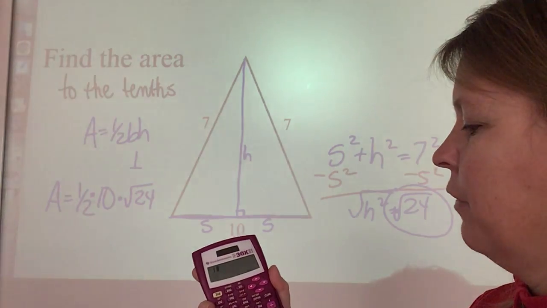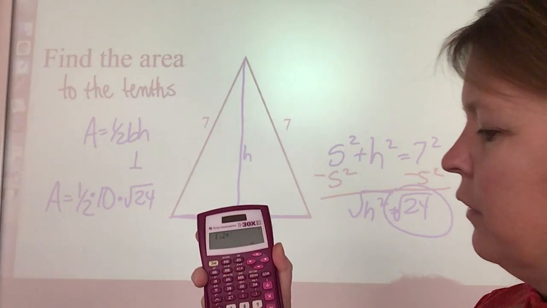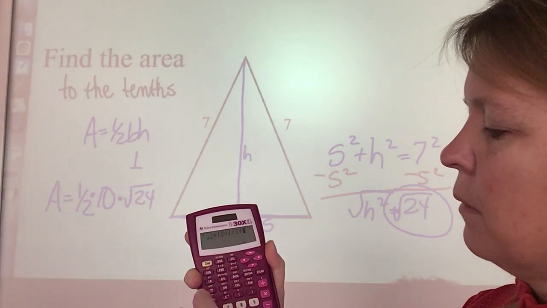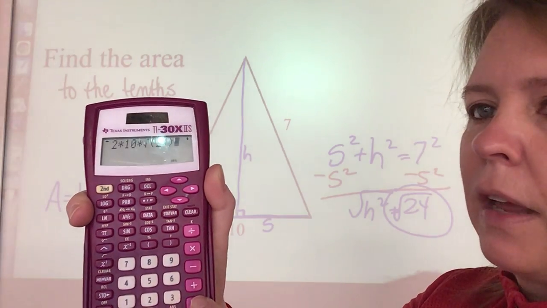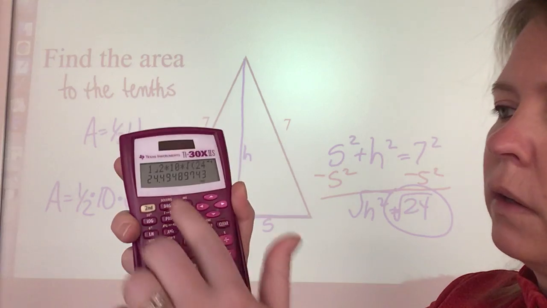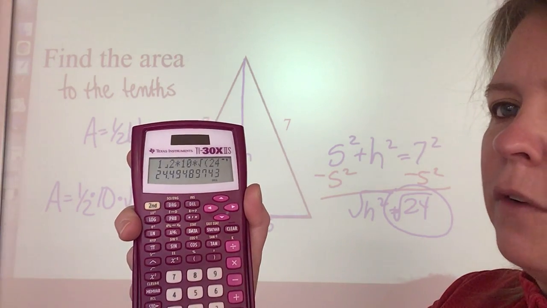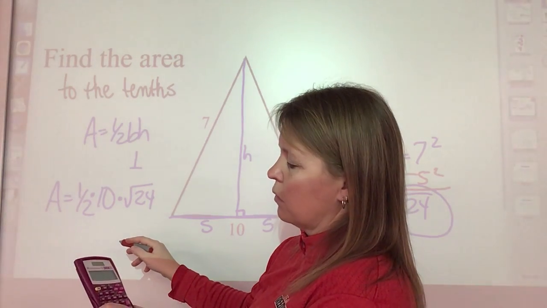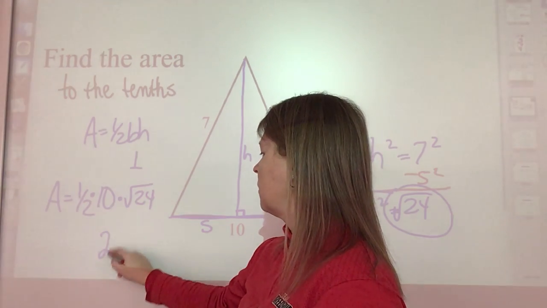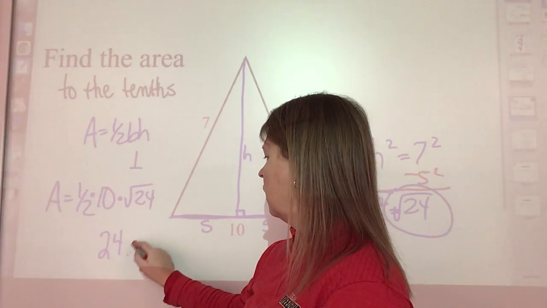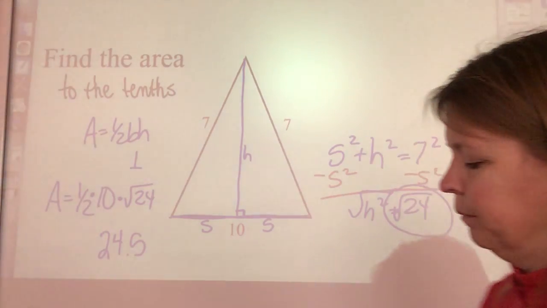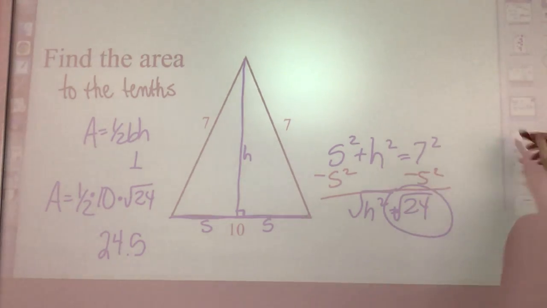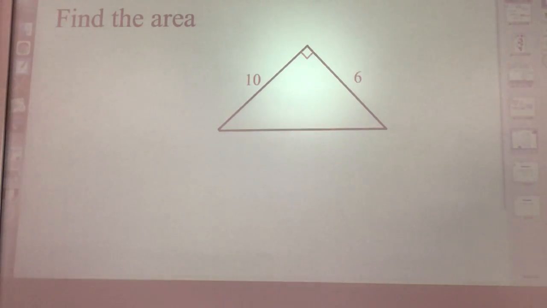So we're going to take half of 10, which we already know is 5, and the square root of 24. Half of 10 times the square root of 24 is 24.49, which rounds up to 24.5. So you're expected to know area and the Pythagorean theorem.